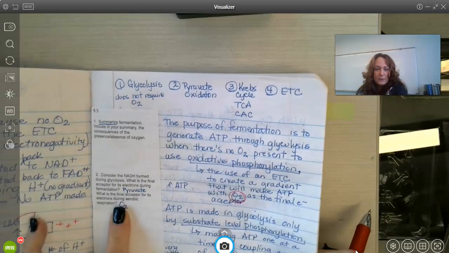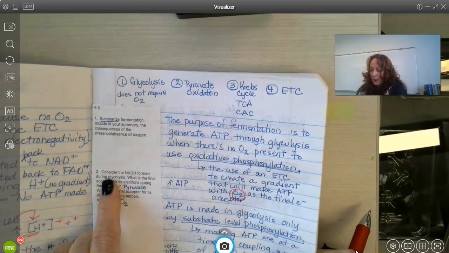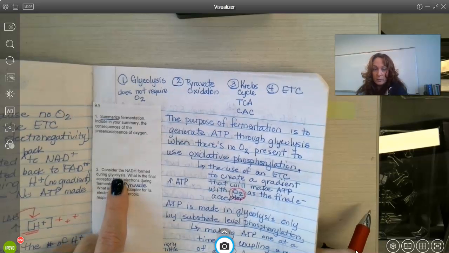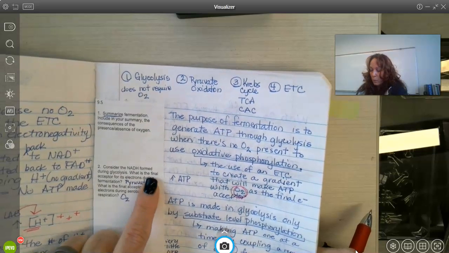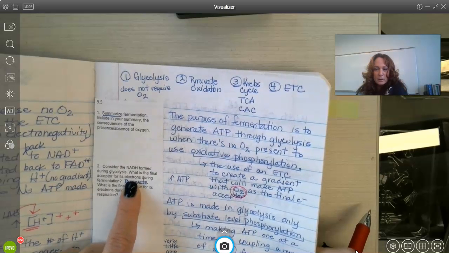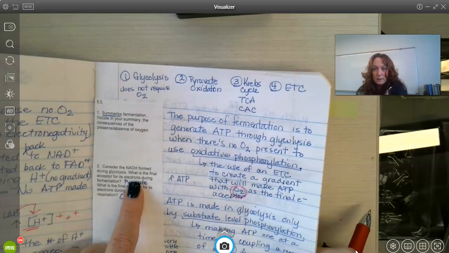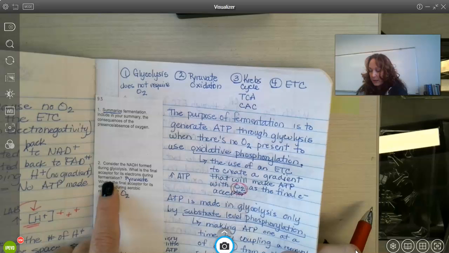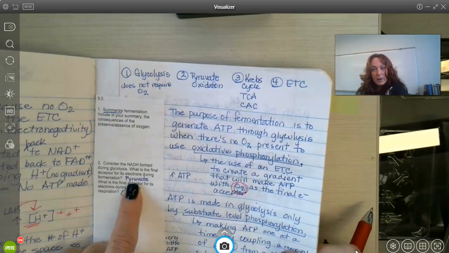So 9.5, number 2. Consider this NADH that's formed during glycolysis. That's right where we are in the simulation. What is the final acceptor for its electrons? Well, normally its electrons are going to be given to Q, to C, and then finally to oxygen. Oh, that's right though, just kidding. We're anaerobic right now, aren't we? So during fermentation, which would be anaerobic, they give them to pyruvate.